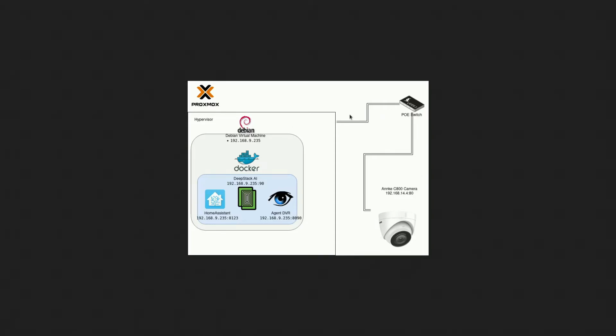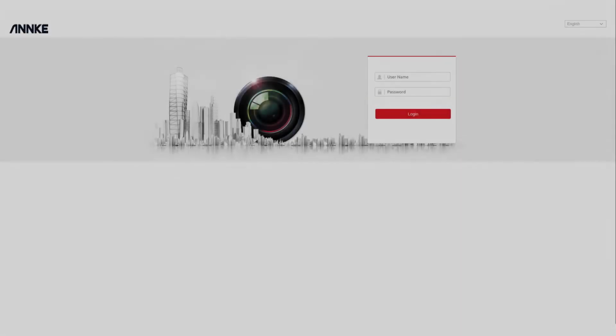So the virtual machine and the Proxmox container, or hypervisor, sorry, are connected to my PoE switch, which in turn provides power and connectivity to my ANNKE camera, my ANNKE C800, which has the IP of 192.168.14.4 and is accessible via port 80.